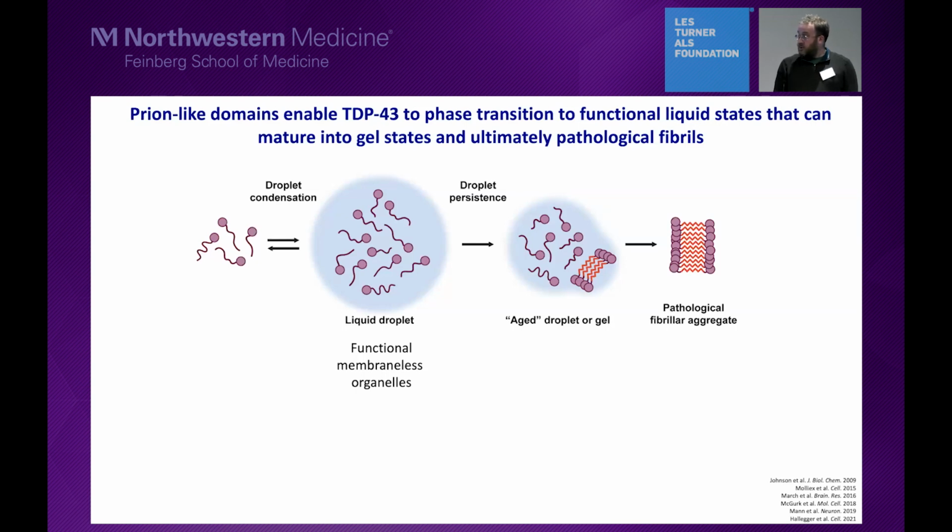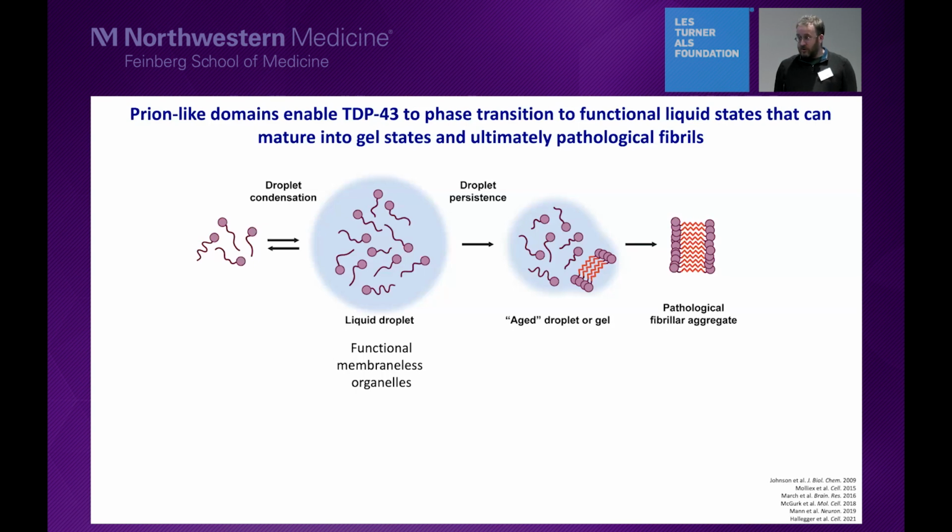And so this, it turns out, is a very important aspect of TDP-43 biology. TDP-43 has to undergo this process of phase separation in order to conduct some of its RNA processing reactions. And if you take away the ability of TDP-43 to form these liquid droplets, you lose expression of various TDP-43 target genes.